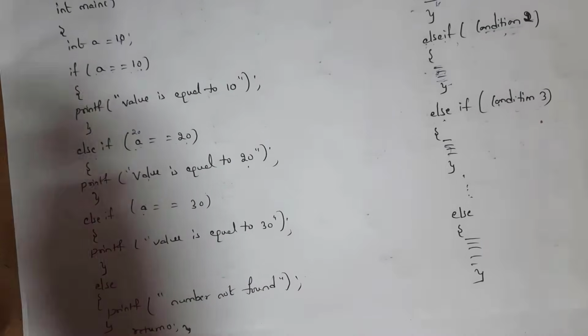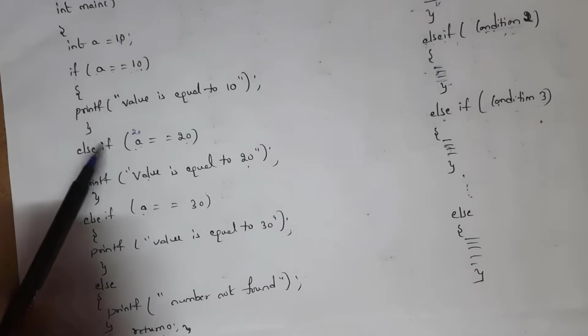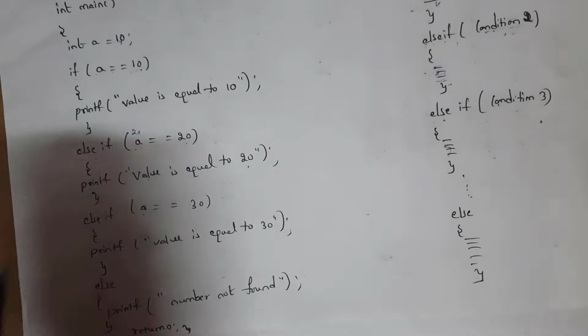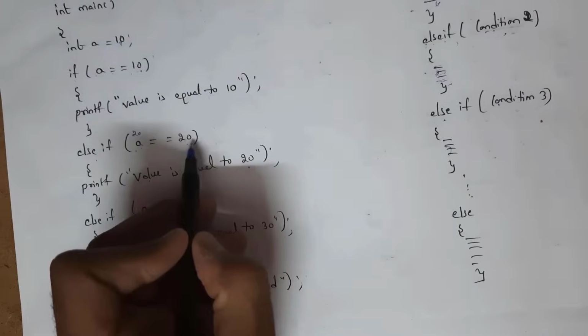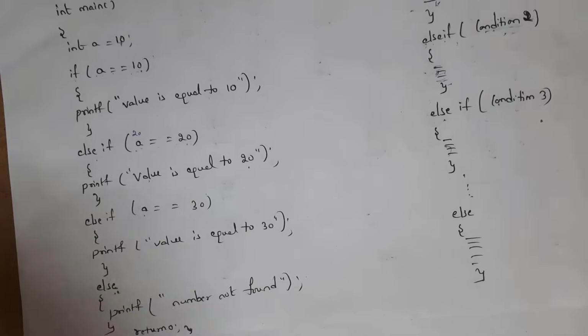So here I wrote increment. At last you need to write return 0 and close the main function. This is the C program for else if statement. Guys, you can use multiple else if statements. You should never use a semicolon here for if, for else if, and for else. And for else, you should never give any condition. Else statement does not contain any condition, so don't give any condition for else.